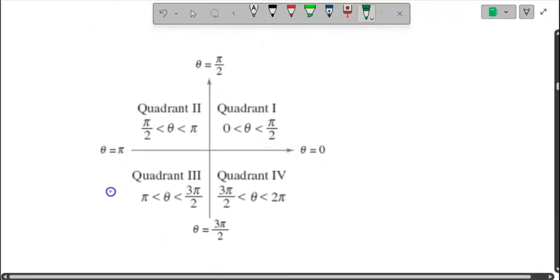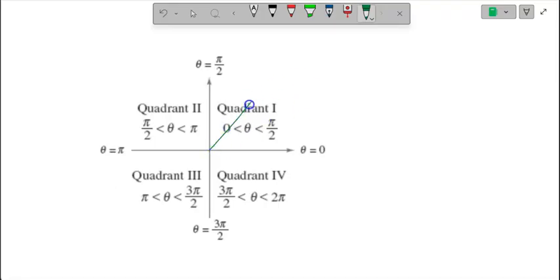And here we get the quadrants and the angles. So if the angle is in the first quadrant here, theta is going to be between 0 and pi over 2. If the angle is on the second quadrant of the circle, it's going to be between pi over 2 and pi. So pi over 2 starts from here, and pi ends over here, right? And so forth. So the third quadrant is going to be between pi and 3 pi over 2. And over here is going to be between 3 pi over 2 and 2 pi.